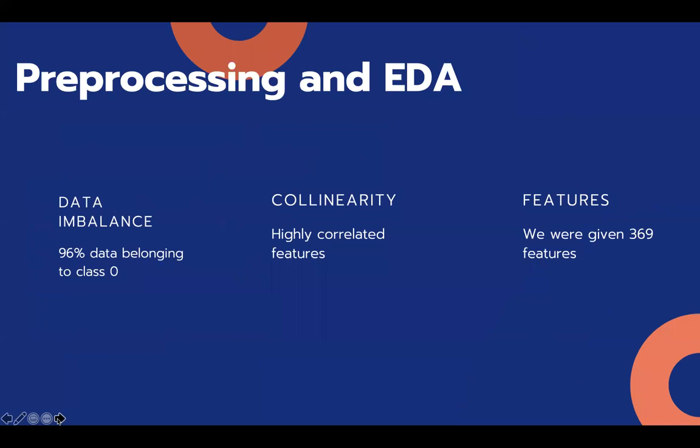When we started working with the data, we observed some problems. One of them was data imbalance. We had about 96% of data belonging to class 0. And we had collinearity, where a lot of features were highly related with each other. And we had a large number of features, about 369, and a lot of these features were either constant or quasi-constant.